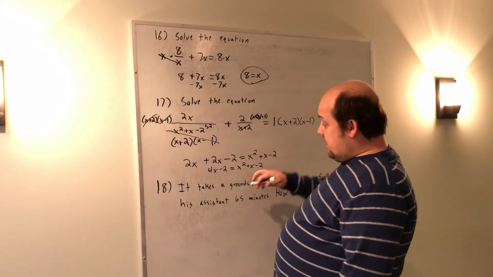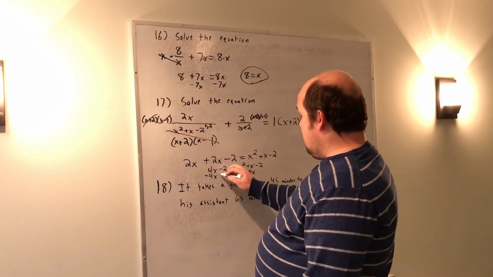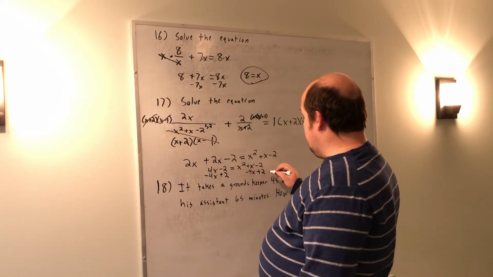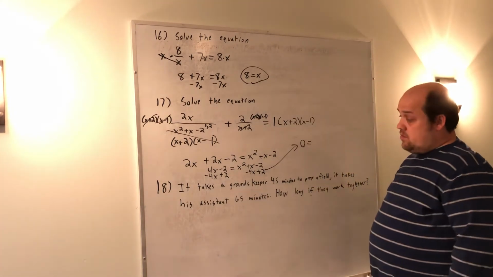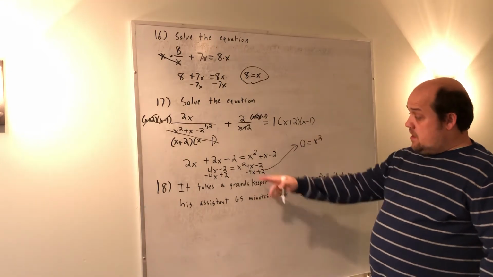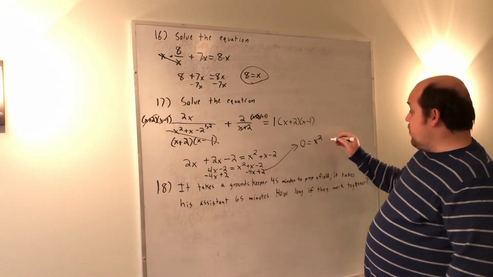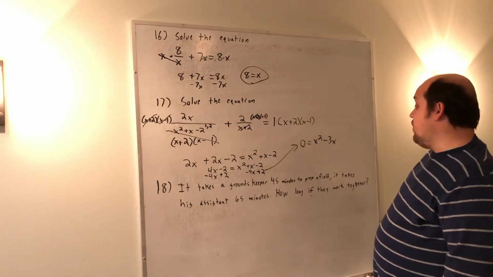I'm going to take everything to the right. So minus 4x plus 2, plus 2. What that's done is it allowed me to set it equal to 0. X squared didn't have anything to combine with, so it stays. Positive x minus 4x leaves me with negative 3x. Negative 2 and positive 2 goes away.